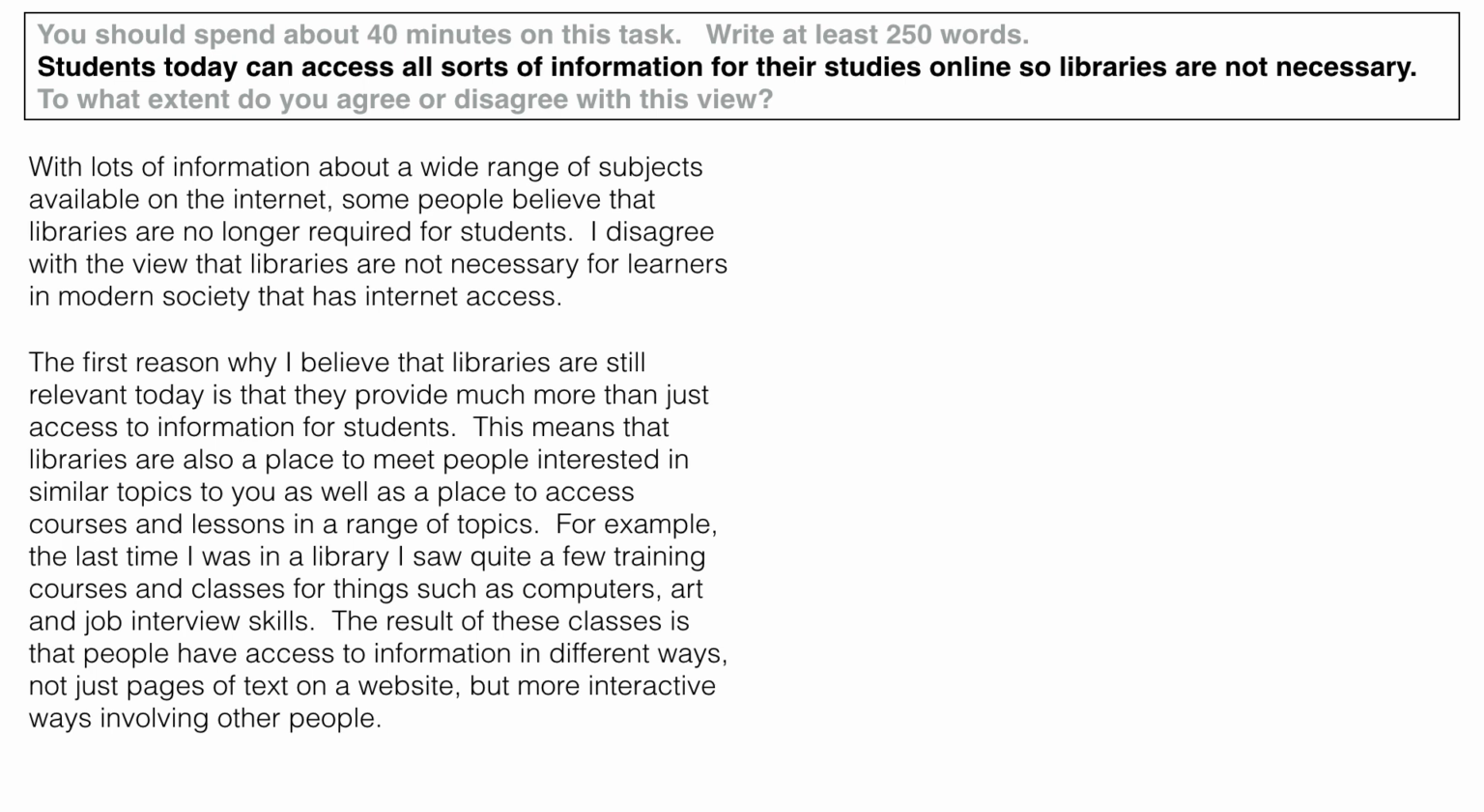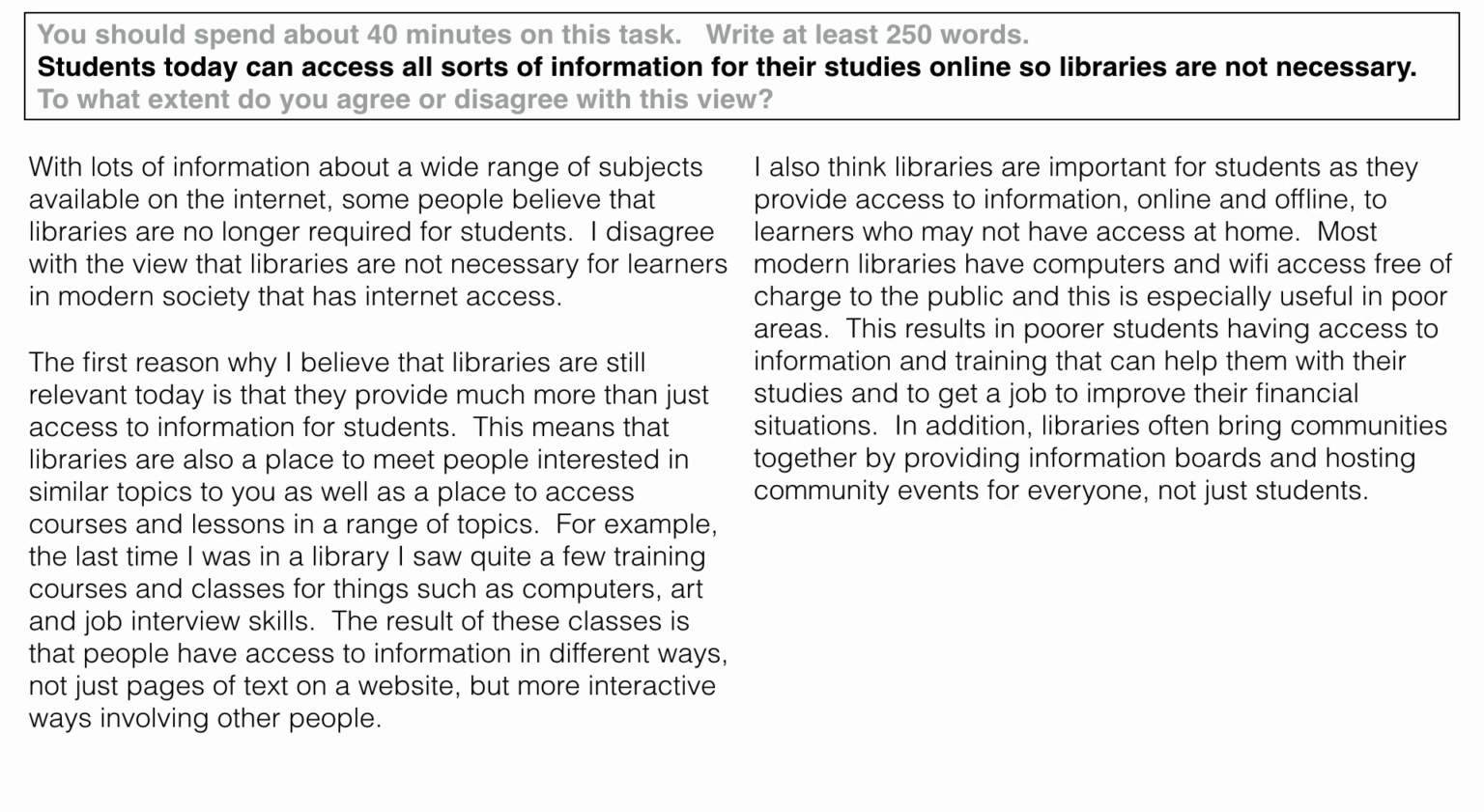That paragraph, 4 sentences, we can move on to paragraph 3, which will be a continuation of why I think libraries are still important, not the opposite. This is not a discussion. I also think libraries are important for students. What is that? Again, my opinion. We can see there, I disagree, I believe, I think. Strong opinion language at the beginning of the body paragraphs.